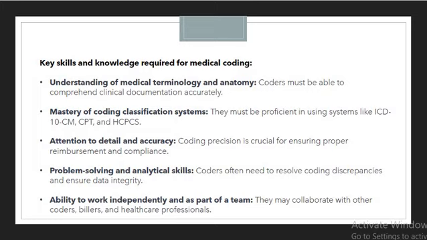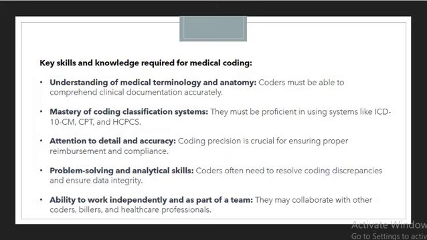So the first point is understanding of medical terminology and anatomy. Why do we need to understand medical terminology and anatomy? Because our first step would be to read the medical documentation provided by either the medical department, the insurance agent, or the patient. So this is the first task we need to do. Therefore, coders must be able to comprehend clinical documentation accurately. We should read all the documentation properly, and accordingly map the medical documents to the appropriate code.